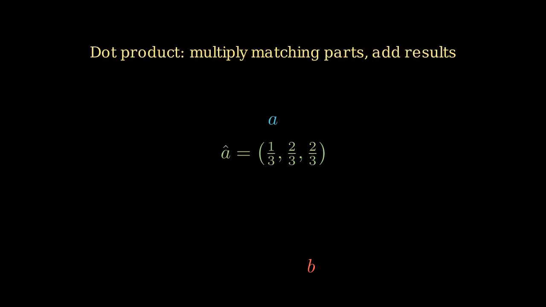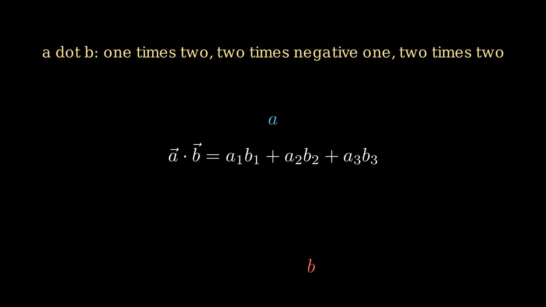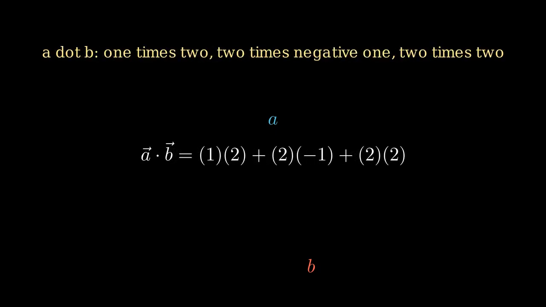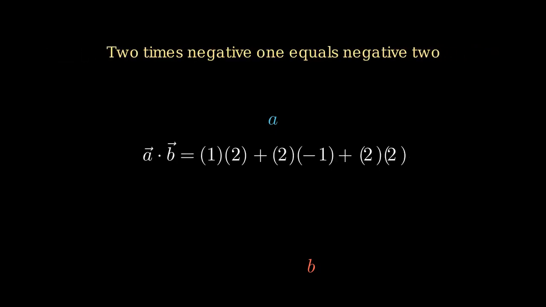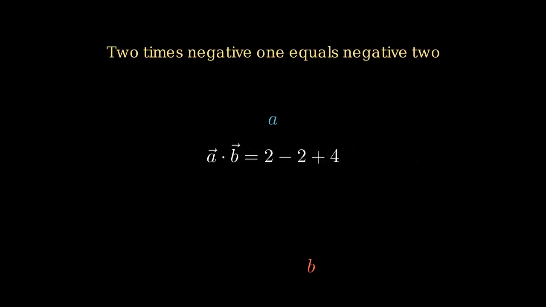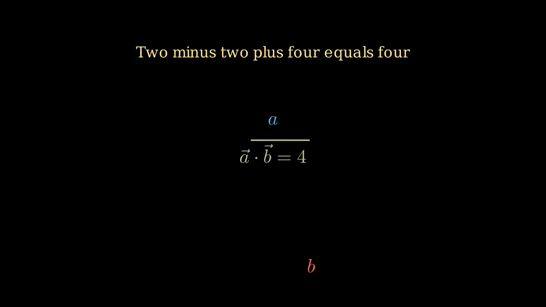To find the dot product of two vectors, we multiply matching components together and add the results. For A dot B, that is 1 times 2 plus 2 times negative 1 plus 2 times 2. 1 times 2 is 2, 2 times negative 1 is negative 2, and 2 times 2 is 4, so we have 2 minus 2 plus 4. 2 minus 2 plus 4 equals 4, so A dot B equals 4.